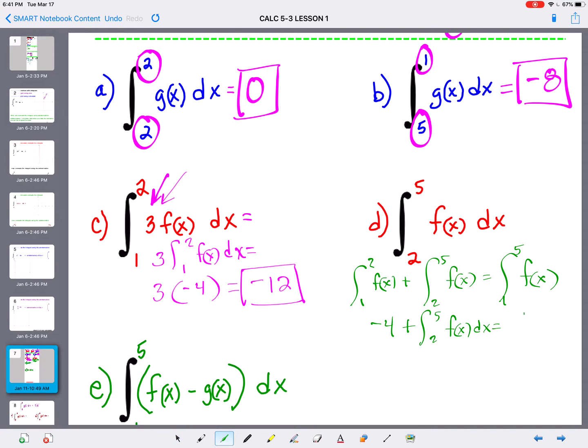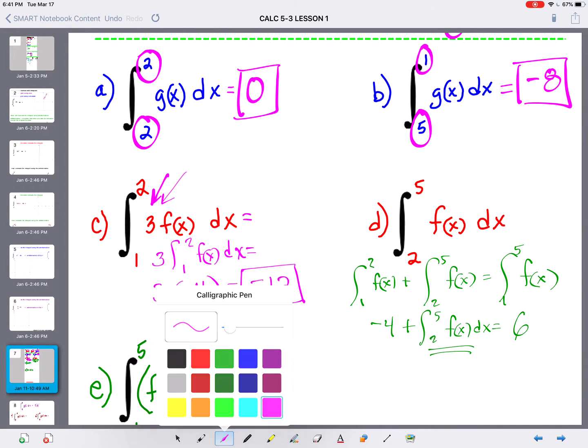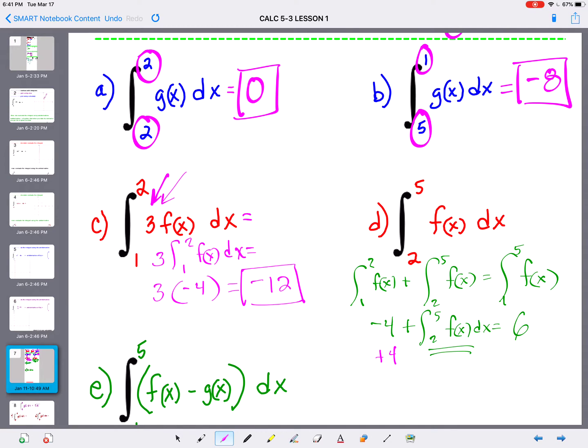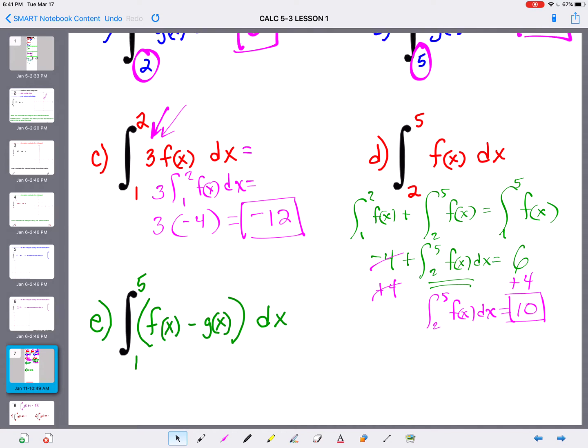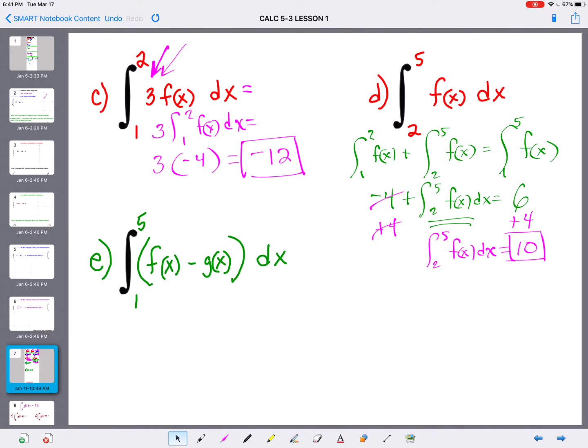Here we go. There it is. Now take a look. This is what they want you to get by itself. So on both sides of the equation, let's add 4, there it is. We've got it. The integral from 2 to 5 of f of x dx is going to be 10. Okay, our last one on this one, actually second to the last one, is this one right here.